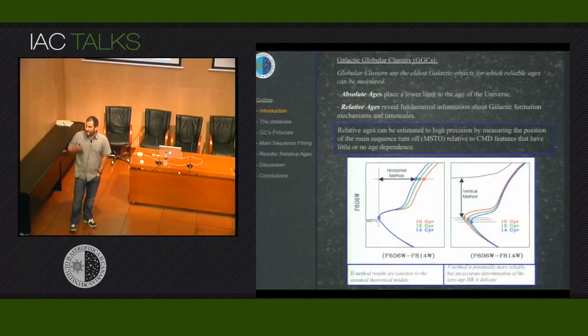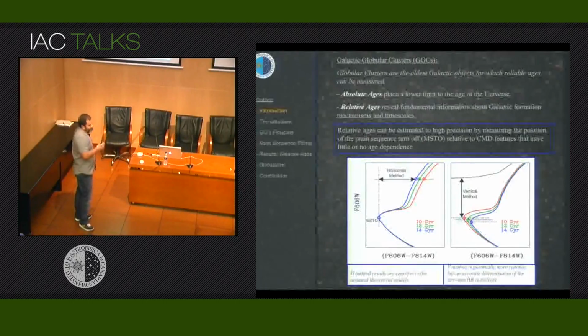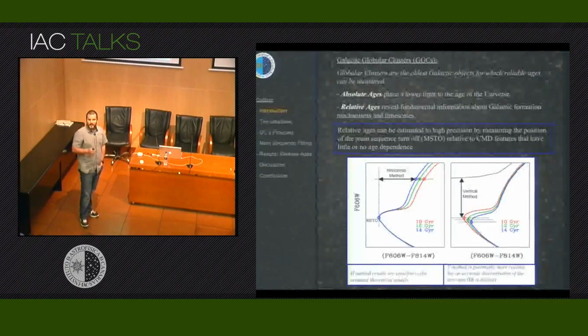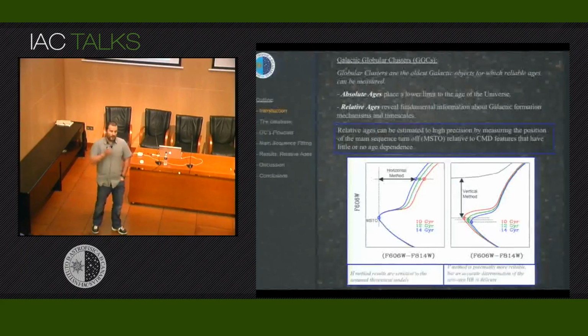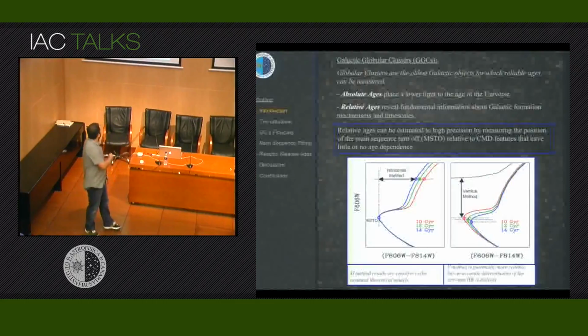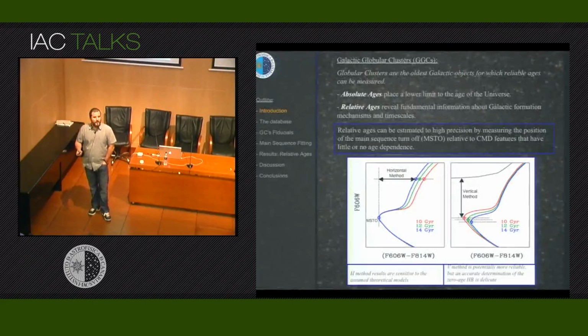The horizontal method is technically pretty easy. You can determine the color of the turn-off easily, and you can find this color difference. But from the theoretical point of view, it's tricky because it depends a lot on some assumptions you make in the theoretical models, in particular on the temperature to color transformation. So results using the horizontal method usually depend on the theoretical model you are using. On the contrary, the vertical method is theoretically more robust, but sometimes the determination of the horizontal branch is very difficult, in particular with high metallicity clusters.